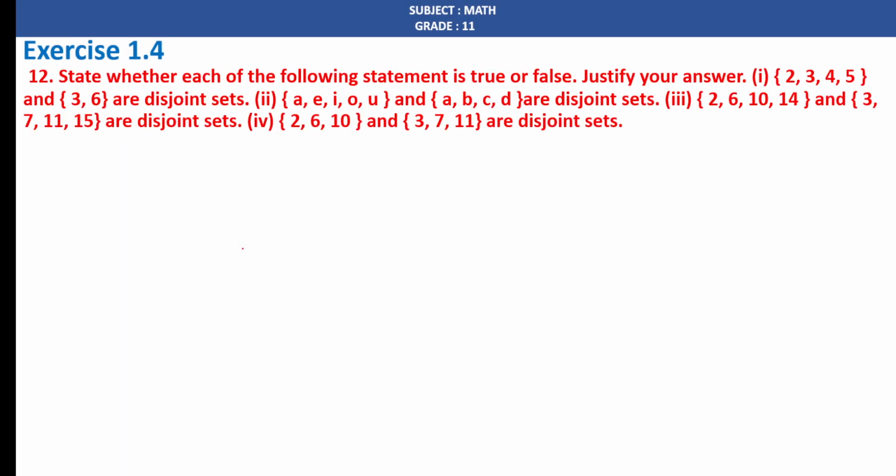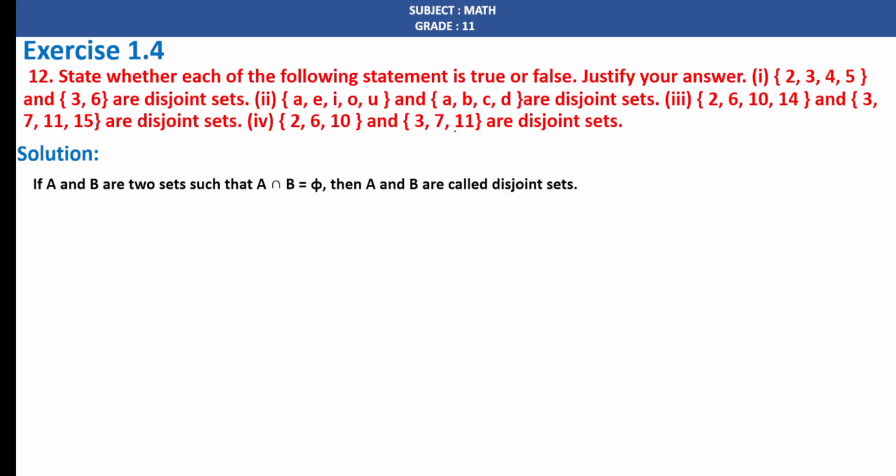Let us see question number 12. State whether the following statements are true or false, and justify your answer. So, we need to verify whether the given sets are disjoint or not. First one, the set 2, 3, 4, 5 and the set with the elements 3, 6 are disjoint sets. Second one, A, E, I, O, U and A, B, C, D are disjoint sets. Third one, 2, 6, 10, 14 and 3, 7, 11, 15 are disjoint sets. Fourth one, a set with elements 2, 6, 10 and a set with the elements 3, 7, 11 are disjoint sets.